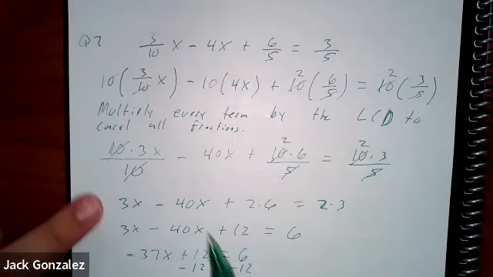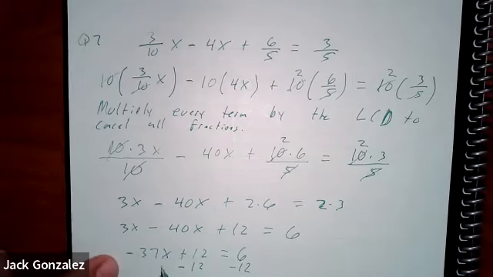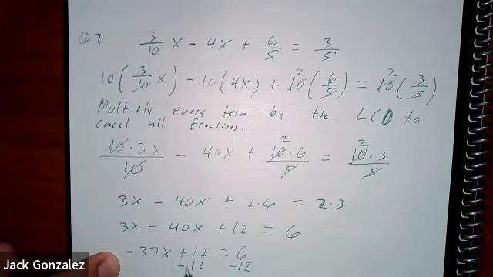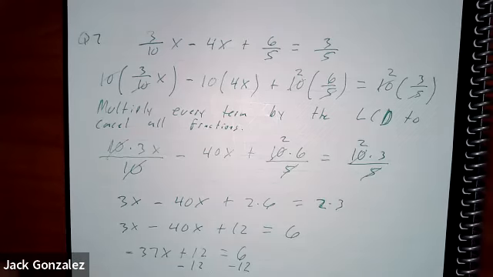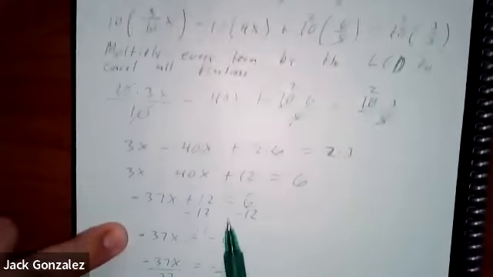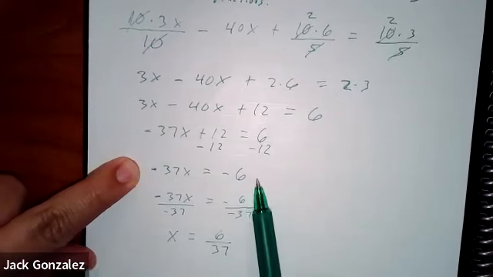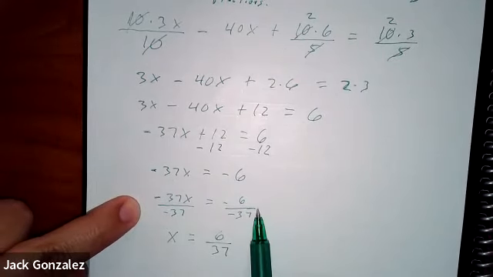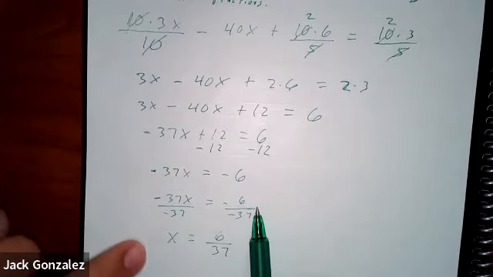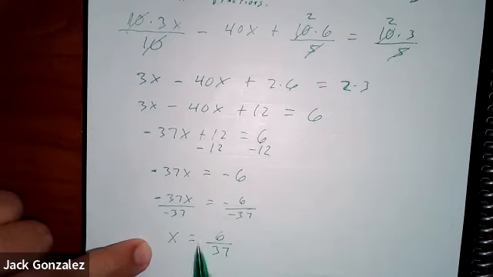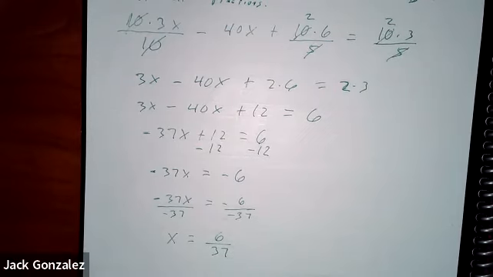Once you cancel, you get to here. 3 minus 40 is negative 37. 2 times 6 is 12. 2 times 3 is 6. Isolate this guy here: minus 12, minus 12 gives you a negative 6. Divide by negative 37, cancel the negatives and this coefficient, leaving a single x and this ugly fraction. That's it.